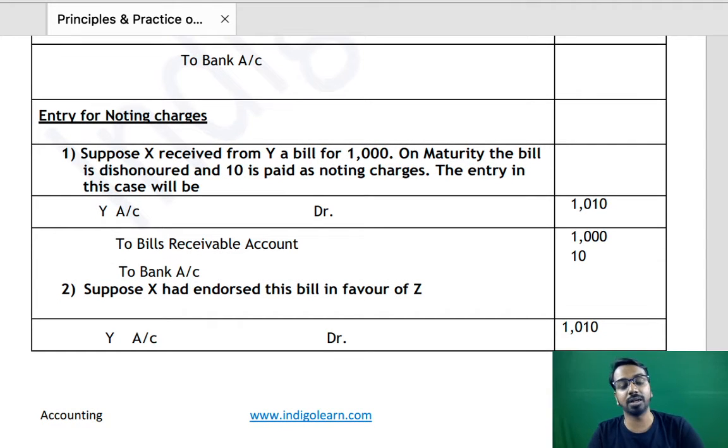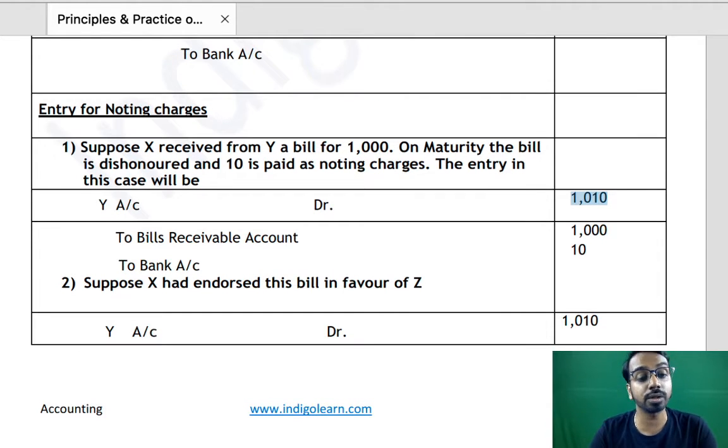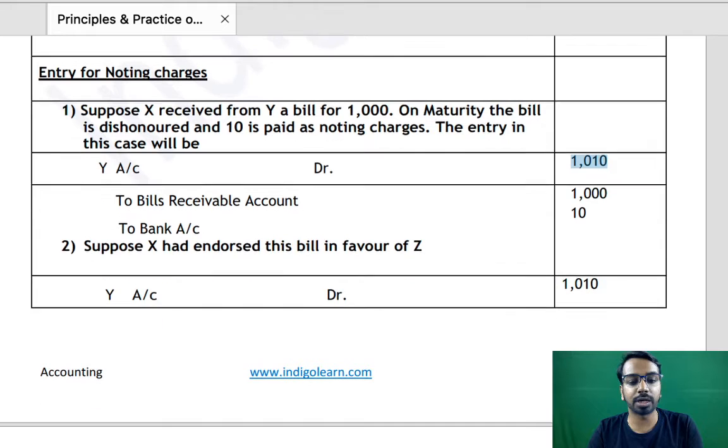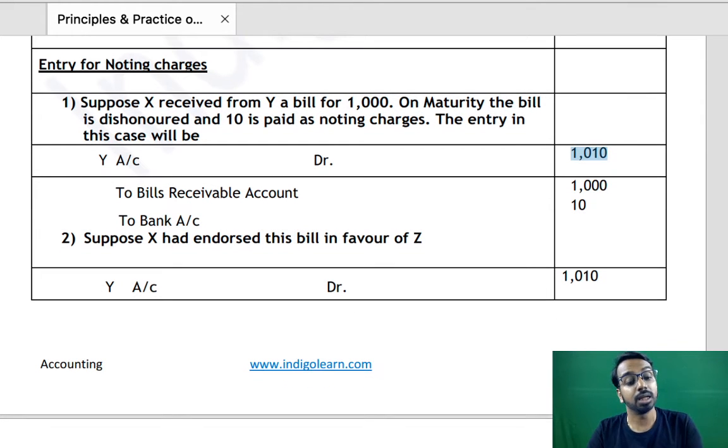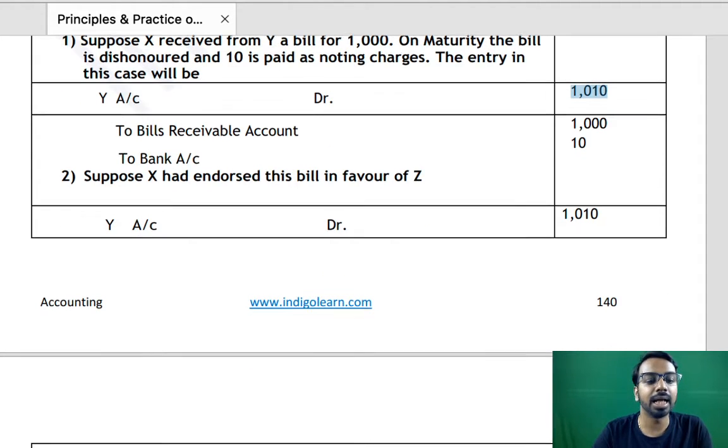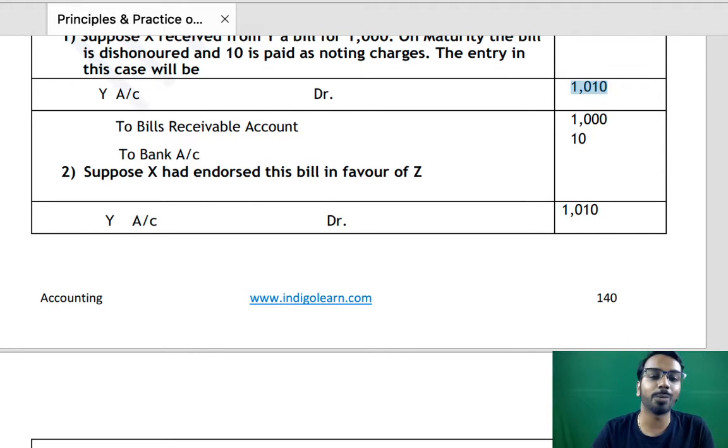Now if you look at the difference here, in the first case, when the bill was not endorsed, you simply debited the debtor account and credited the bills receivable account. When it was endorsed, bills receivable account will no longer have any balance. So what you would do is, you would debit the debtor with 1010, that is the total amount, and you would credit the creditor with 1010. If the bank has paid the noting charges, bank will recover the entire noting charges from you. So you will credit bank by 1010 and you will debit the debtor by 1010.